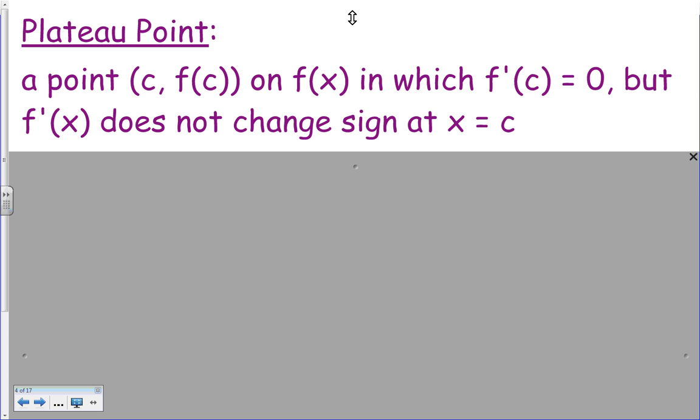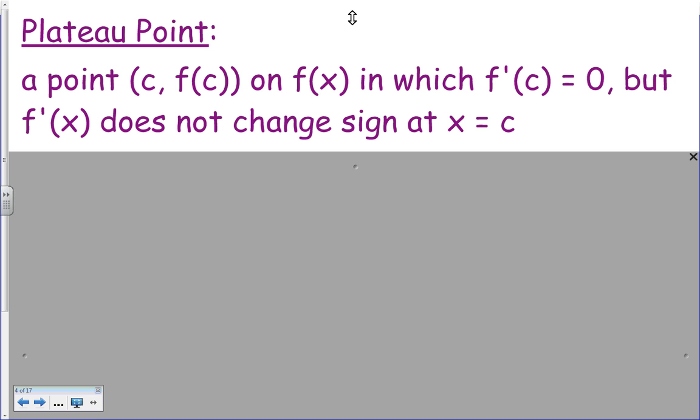All right, the next term for us to talk about is a plateau point. A plateau point is a point c, f of c on the function f of x in which f prime of c is equal to 0, but f prime of c does not change sign at x equals c. So a plateau point is a point where you hit a slope of 0, so your function kind of levels off there, but you don't change sign, so you don't change from increasing to decreasing like we would see with a local min or a local max.